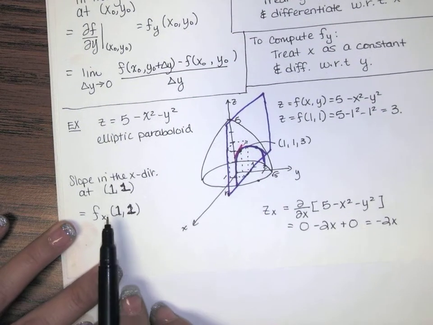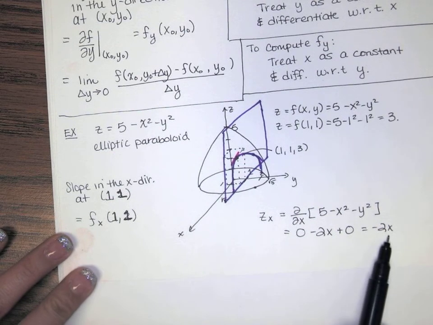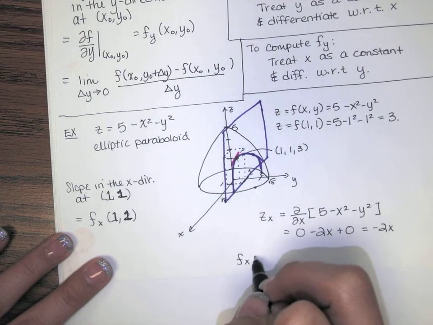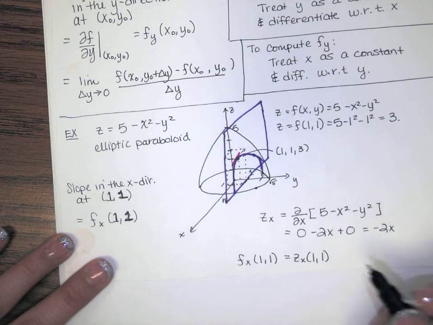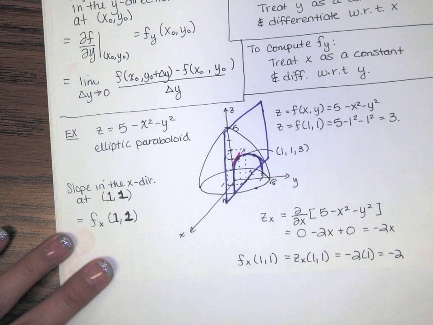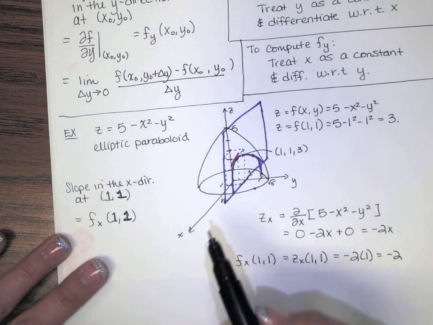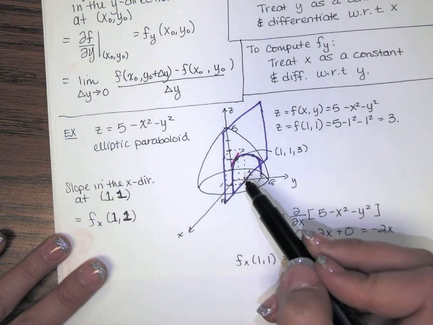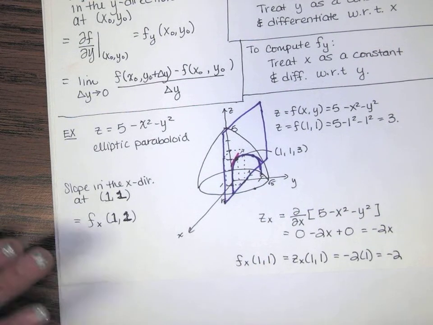If I want the slope in the x direction at x equals 1, y equals 1, I have to substitute x equals 1, y equals 1 into this function. So the slope in the x direction, which can be written this way, or if you prefer it can be written this way, that's totally fine, is negative 2. And what does that mean? That means instantaneously at that particular xy pair, as x increases by 1 unit, z goes down by 2 units. So the slope is negative 2 at that point on the curve.